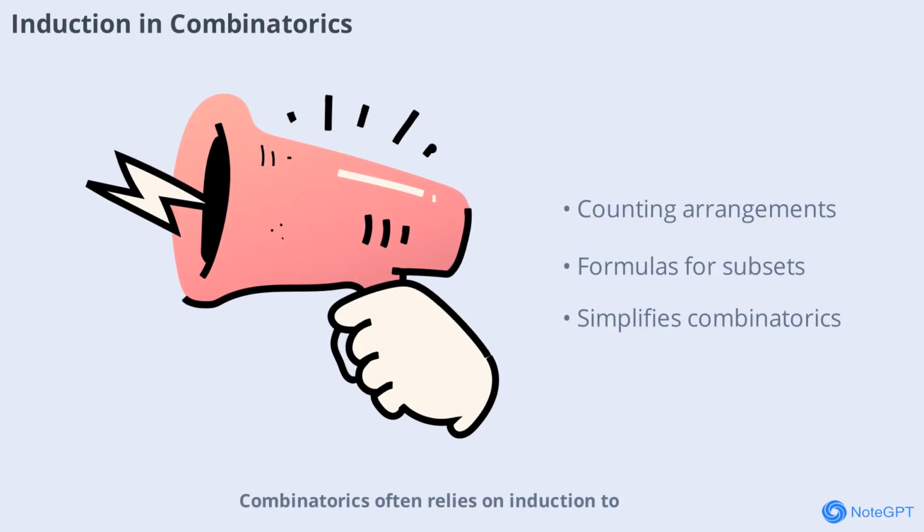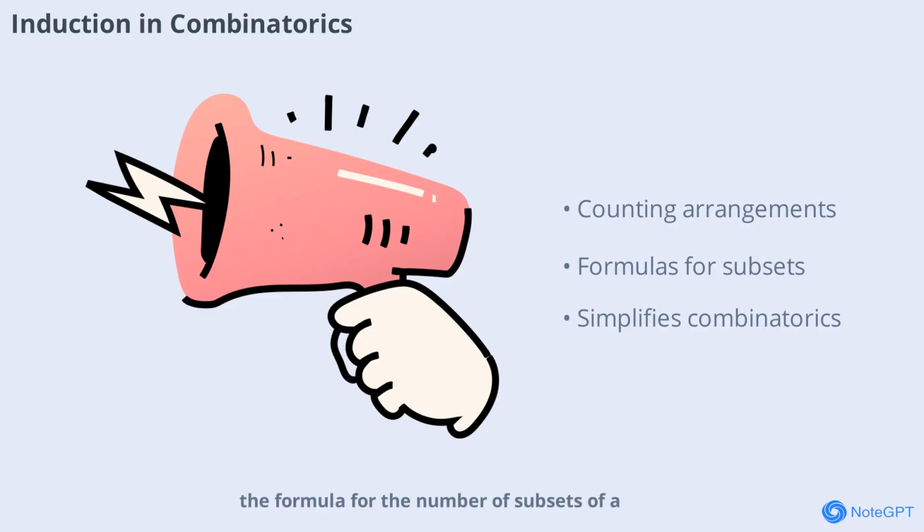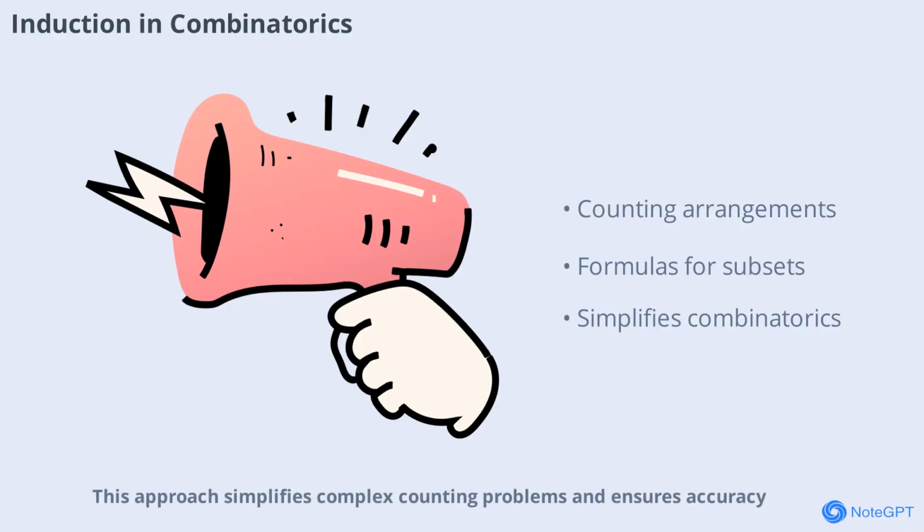Combinatorics often relies on induction to prove formulas for counting arrangements or combinations. For example, the formula for the number of subsets of a set with n elements can be proven by induction. This approach simplifies complex counting problems and ensures accuracy.